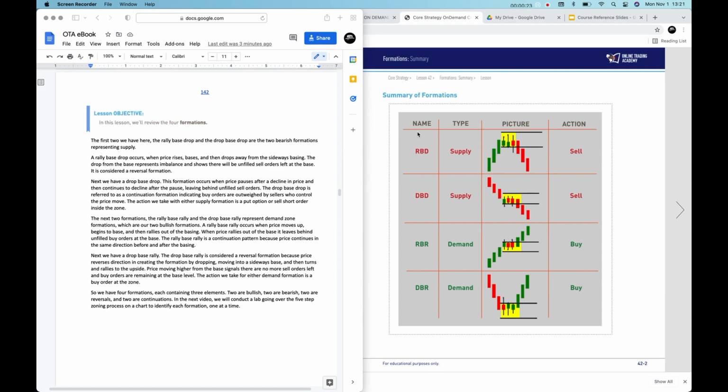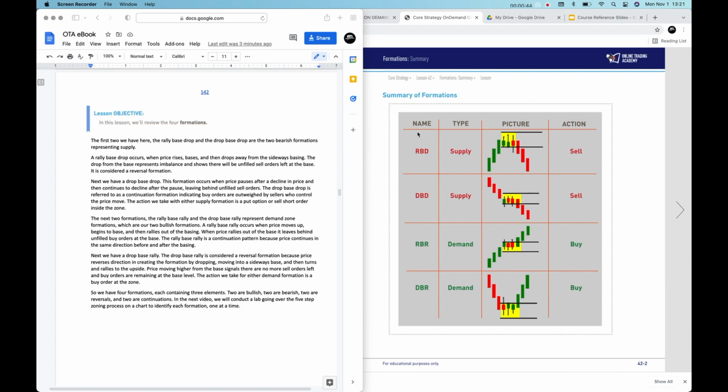Now, the two formations below them, the RBR, which is a rally-based rally, and the DBR, which is a drop-based rally, these are two bullish formations. What makes each of these formations either bullish or bearish depends on the leg out candle.